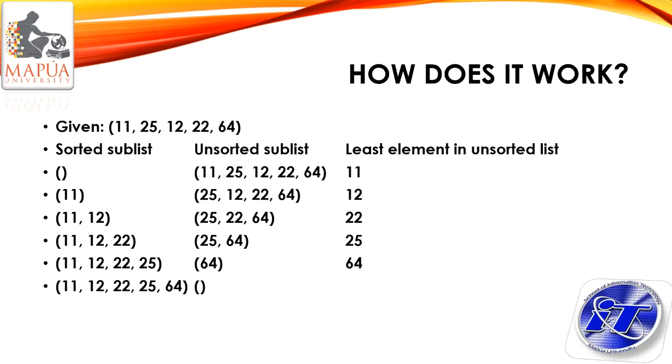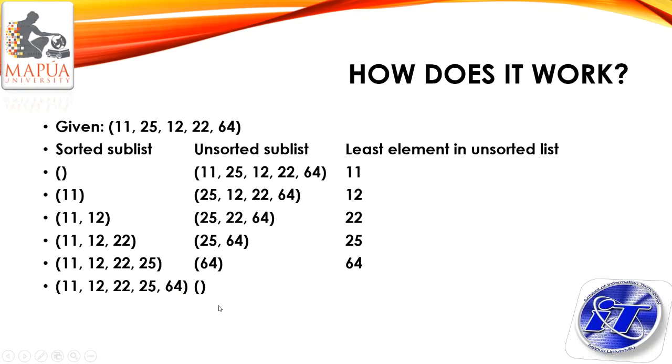So we cannot compare it to any value. Therefore, automatically, 64 will be the last term in the sorted sublist. So the order will be 11, 12, 22, 25, 64. This is the result of the sorting algorithm.